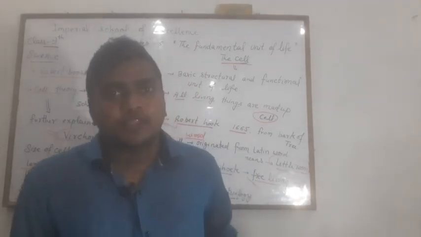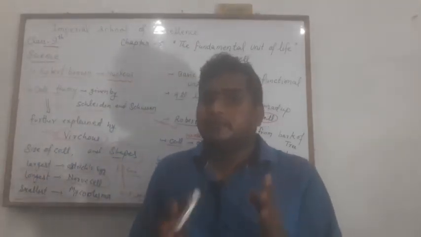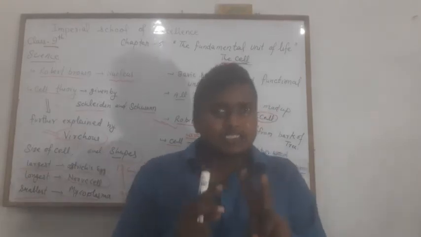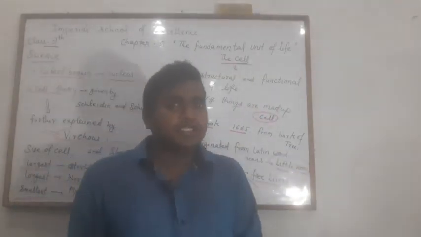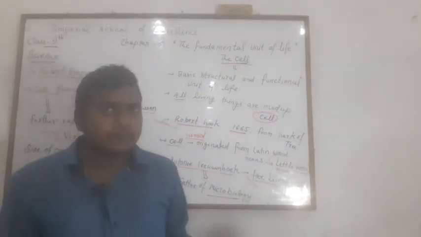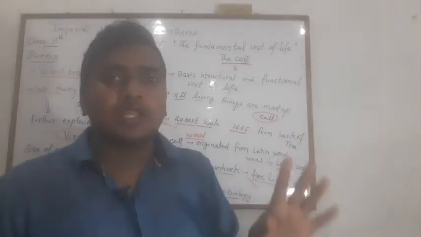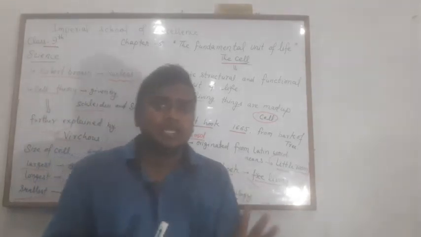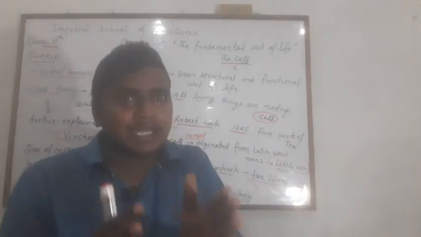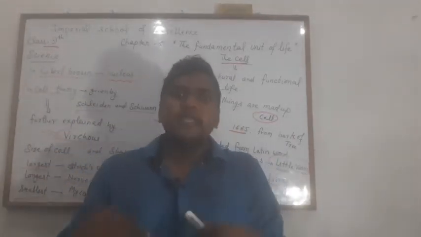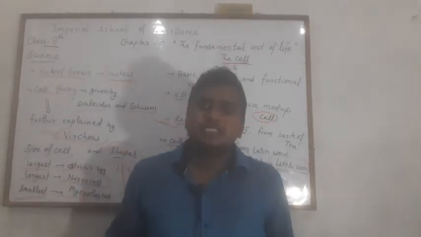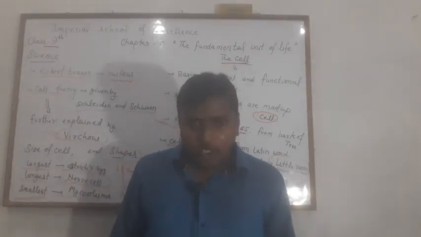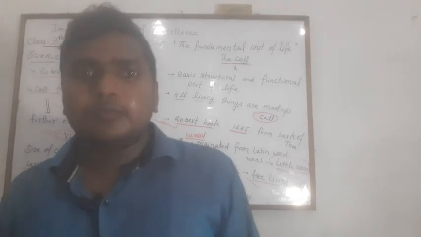Okay, and see dear student, on the basis of the cell, the organisms are categorized into two categories. One is single cell organism, the unicellular organism. The organisms which are made by a single cell are known as unicellular, and the organisms which are made by many cells are known as multicellular organisms. Okay, so hope you have understood all these things.